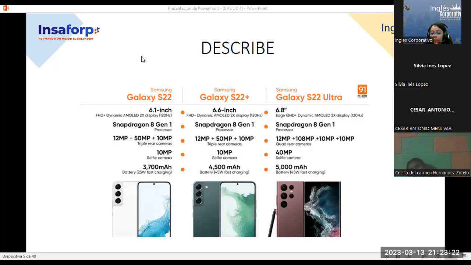Okay. So, ¿tiene las especificaciones de su teléfono? Do you have your phone? O el que quieren, you know, did you investigate it? Do you have it ready? Pueden buscarlo, like in internet, you have some characteristics, so you can use them as well.